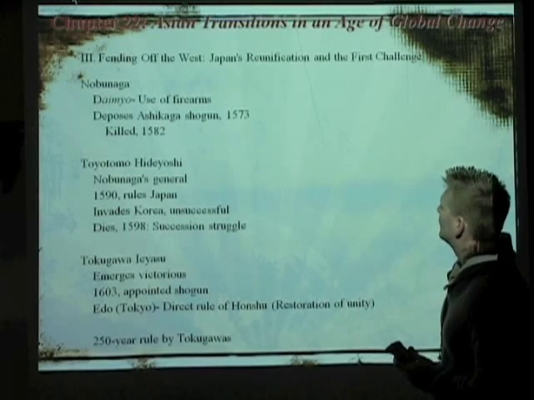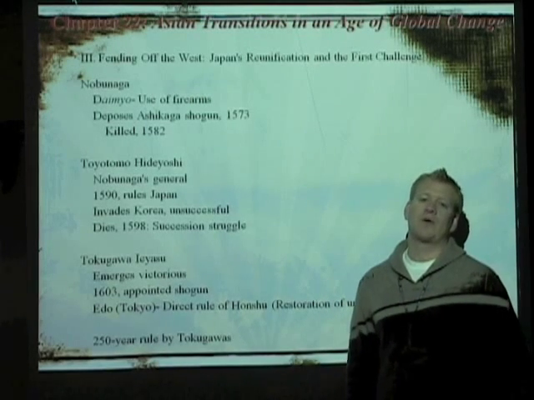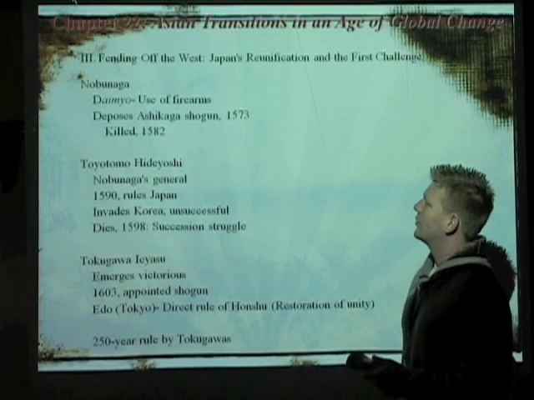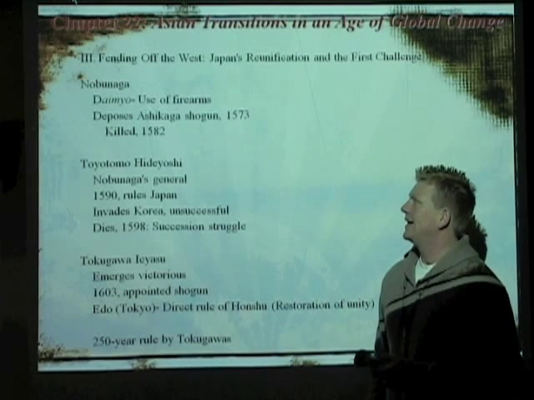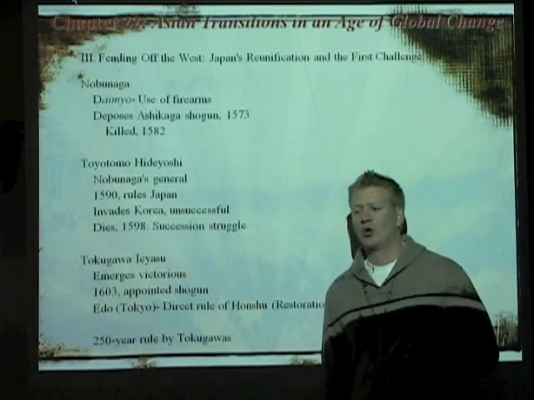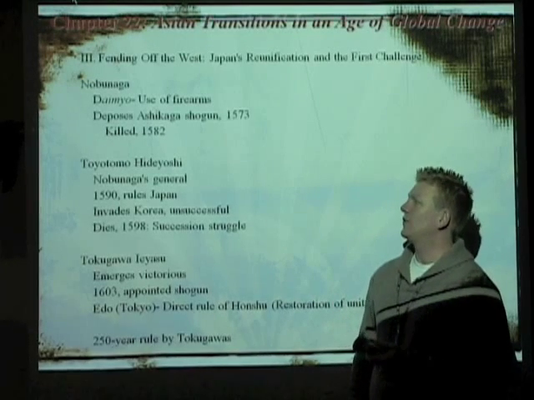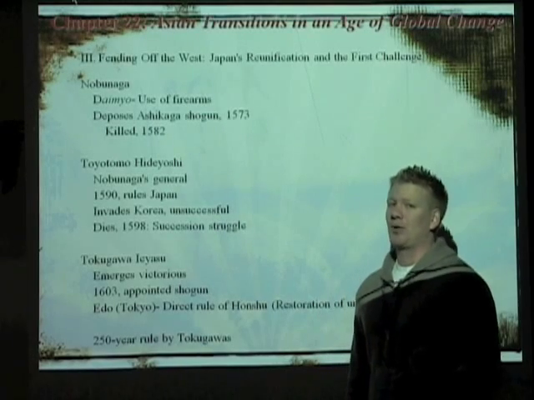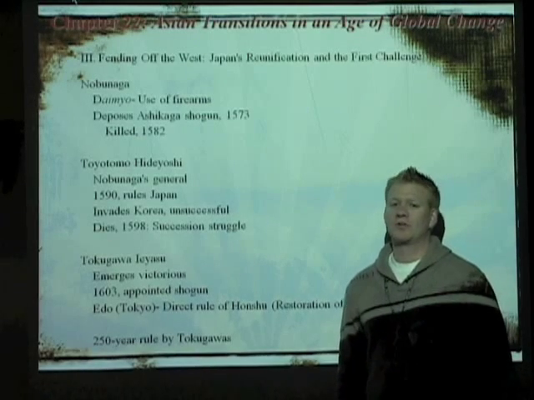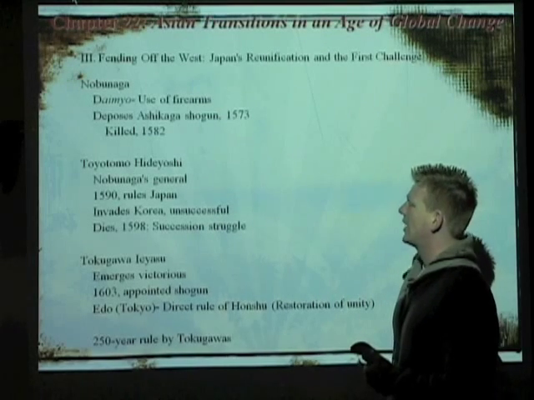Fending off the West, Japan's reunification is the first challenge. Three major leaders are going to lead in reunifying Japan and bringing them out of that daimyo state that they had been in. Nobunaga will be your first one, and he's going to use firearms, and he removes the Ashikaga shogun in 1573. He was a strong ruler and had a lot of great reforms, but he's going to be killed in 1582. His general steps into place. There was a little worry that things weren't going to continue when you see a strong leader go out, but the general decides to take his footsteps even further. And in 1590, he will have control ruling Japan.